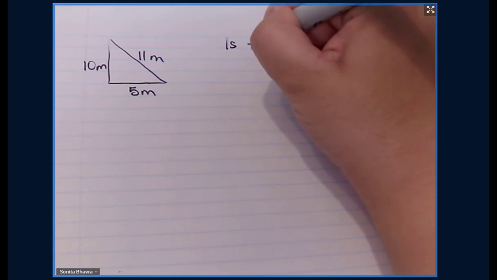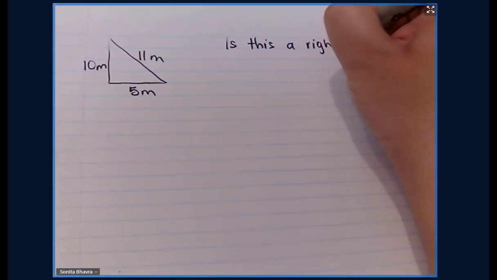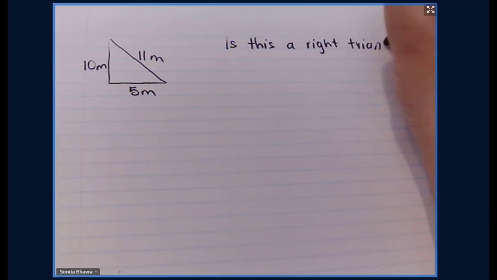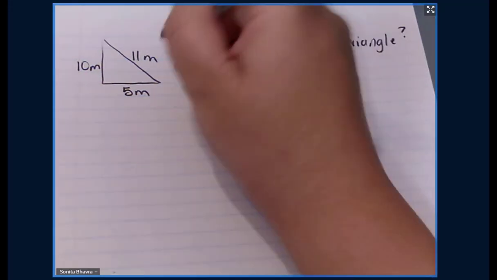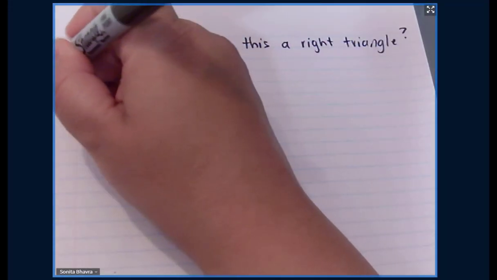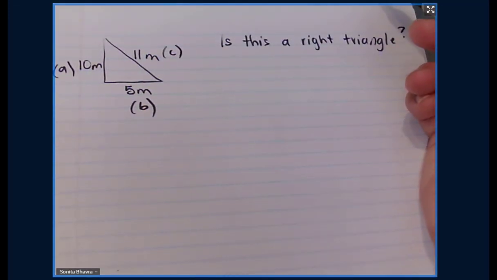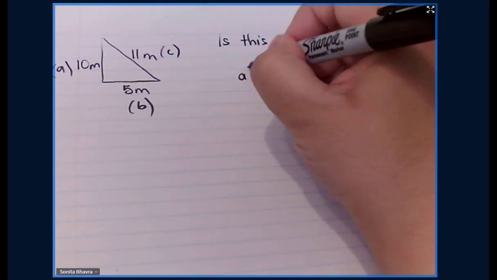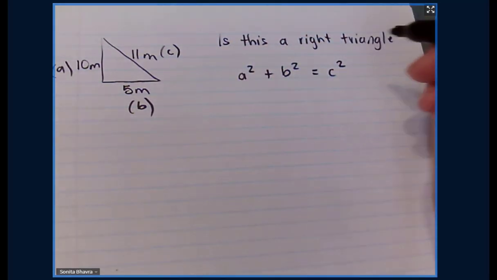All right, let's try this triangle here. We have to answer this question: is this a right triangle? Okay, so we'll call the longest side the hypotenuse. This is the A and this is the B. Hypotenuse is always represented by C. So in our formula then, A squared plus B squared has to equal C squared.